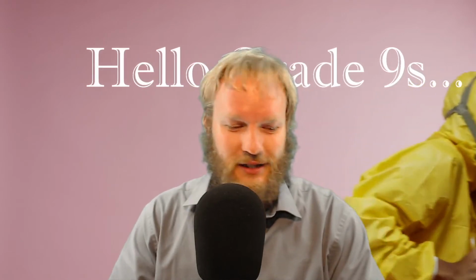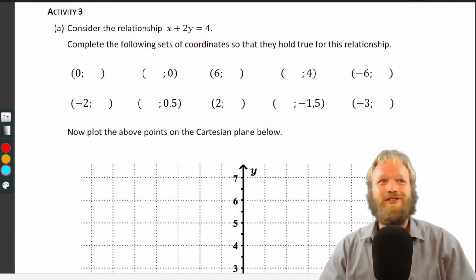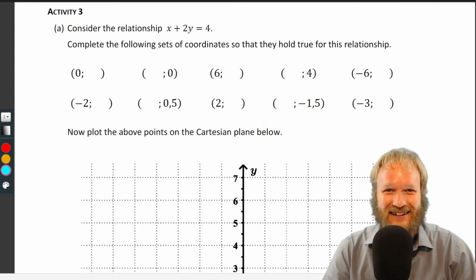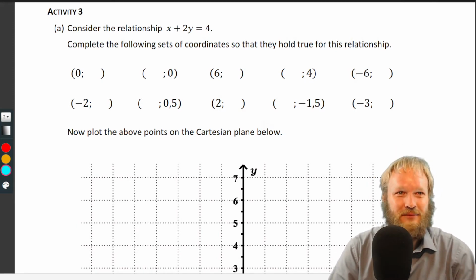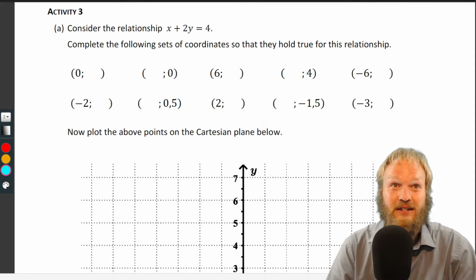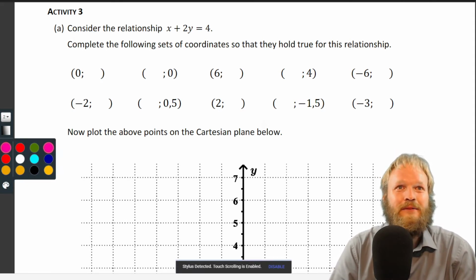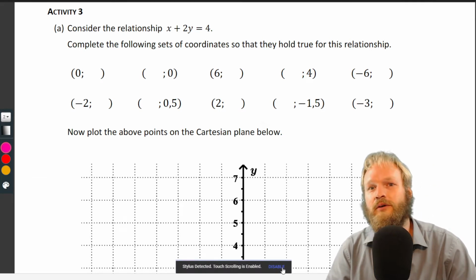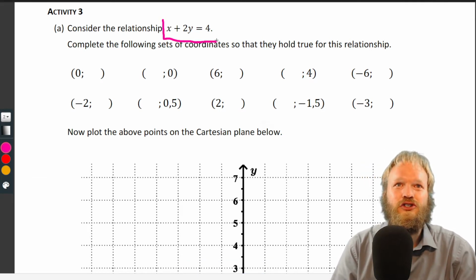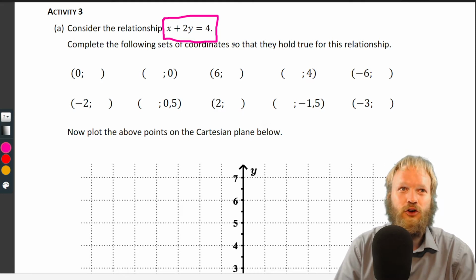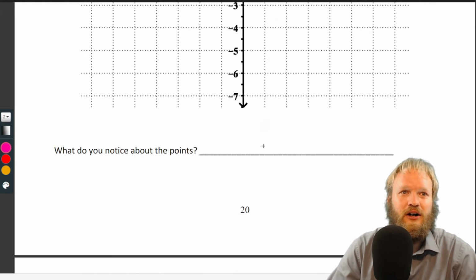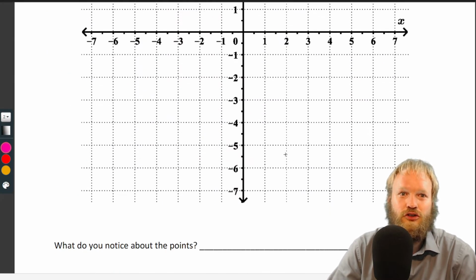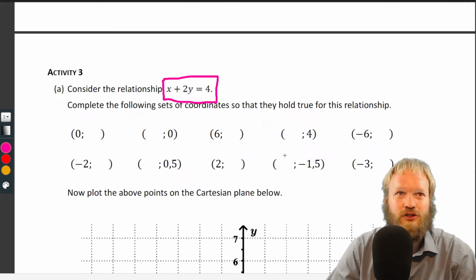So yeah, let's carry on here with our activity 3. Good idea, hey. We've got this relationship given to us, and this looks similar to yesterday's activity. We're given a relationship x plus 2y equals 4. We need to complete some sets of coordinates and then plot them on our Cartesian plane. Now, there are 2 to do, so I don't want to do too much of this one.